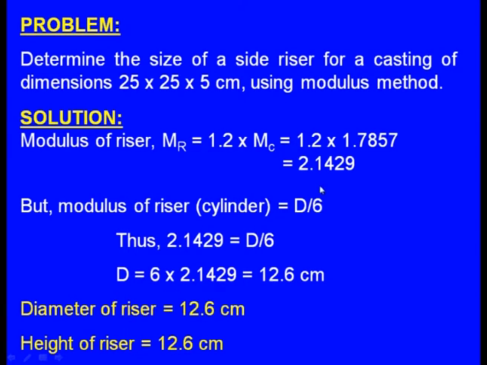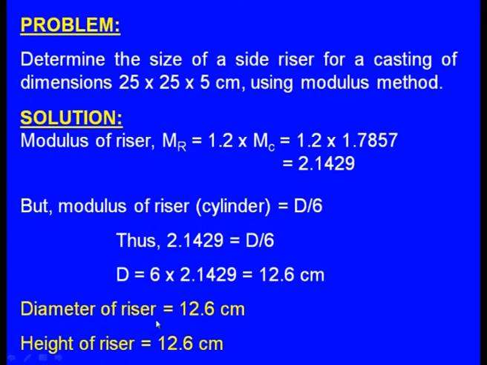Now this D by 6 is equal to 2.1429. From this we can find out the D. D is equal to 6 into 2.1429, that comes to be 12.6 centimeters. So the diameter of the riser is equal to 12.6 centimeters. Similarly, the height of the riser is equal to 12.6 centimeters. So this is a side riser. This is the way to design the riser using the modulus method.